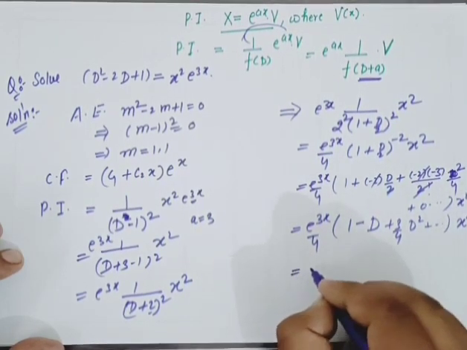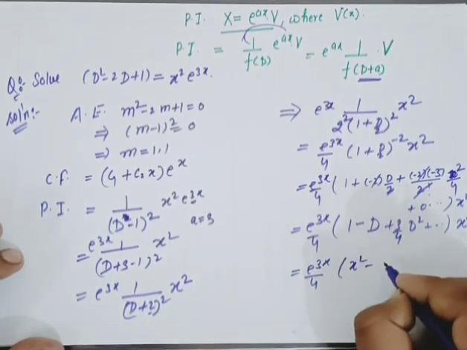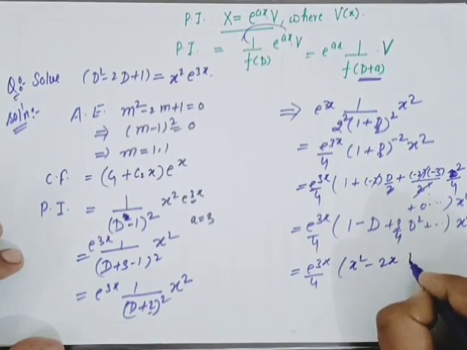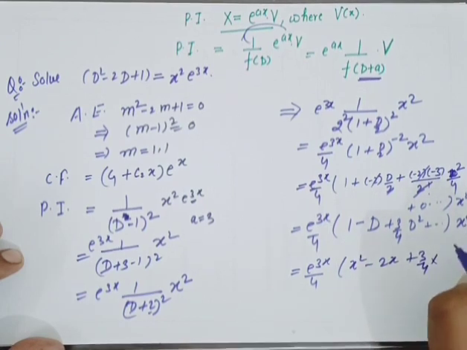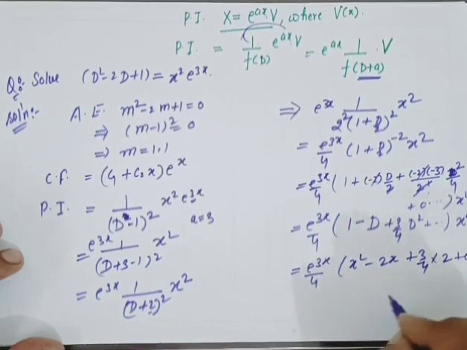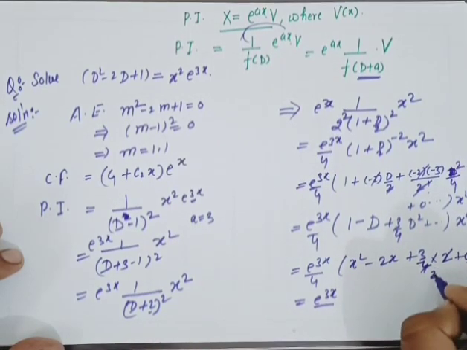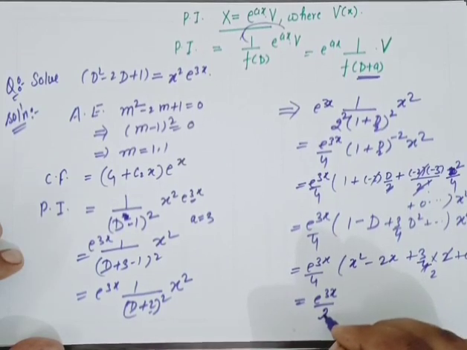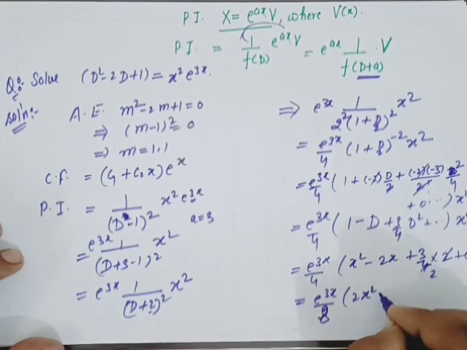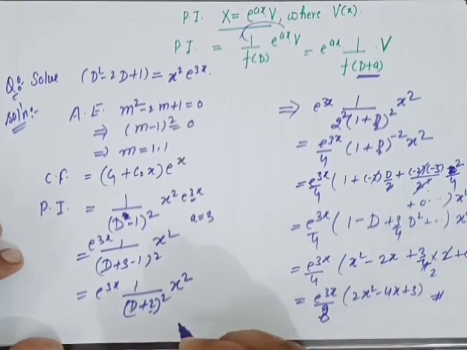So now multiply x square inside, so we will get e to the power 3x by 4 times x square minus 2x, d into x square means the derivative of x square, which is 2x, so plus 3 by 4, and the double derivative of x square is 2, and the rest of the terms are zeros. So you will have here e to the power 3x, and you can take 2 as an LCM, so 4 into 2 is 8, and it will be 2x square minus 4x and then plus 3, which is your particular integral. So what about the general solution?